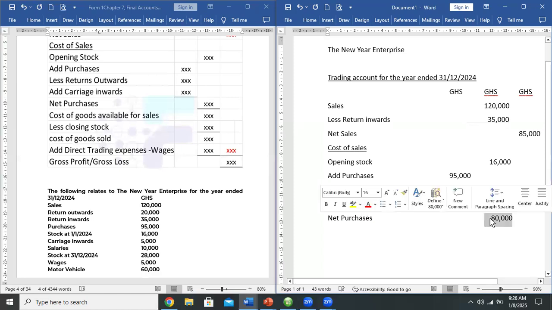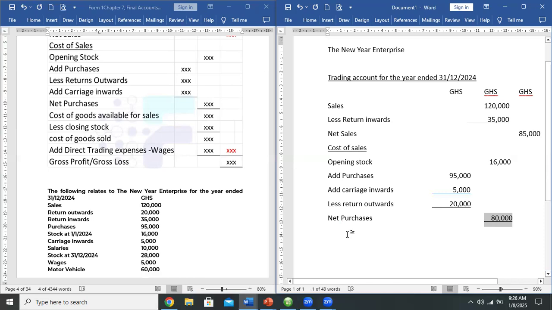Okay. And the figure you are going to get for that is called the cost of goods available for sale. I think that should be 96,000. So I'm just quickly going over. You put the opening stock at the middle column. You go and find your net purchases. You bring it under the opening stock. You add it to get the cost of goods available for sale.